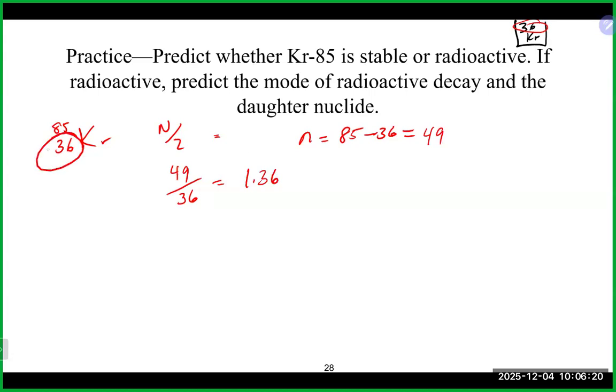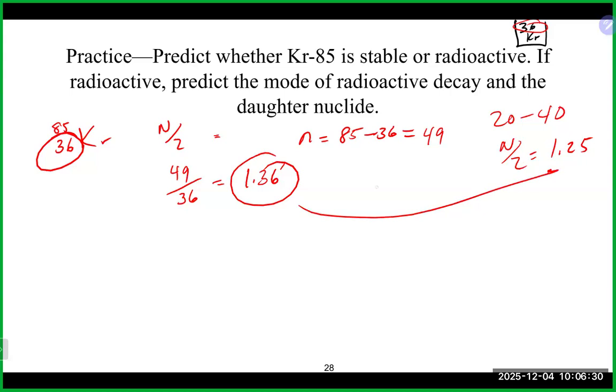This is an atomic number of 36, which means it puts it in the 20 to 40 category, where an acceptable stable ratio is 1.25. This comparison is obviously too high. And because it's too high, that means we're looking at a beta decay here that's going to happen to bring the ratio down. And if we wrote our equation here, we've got krypton 85, 36.